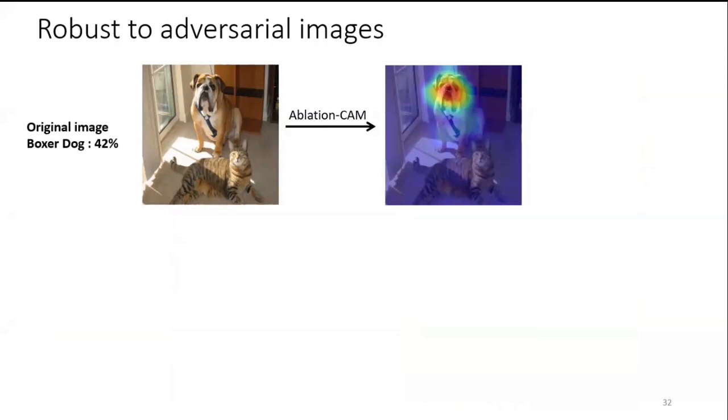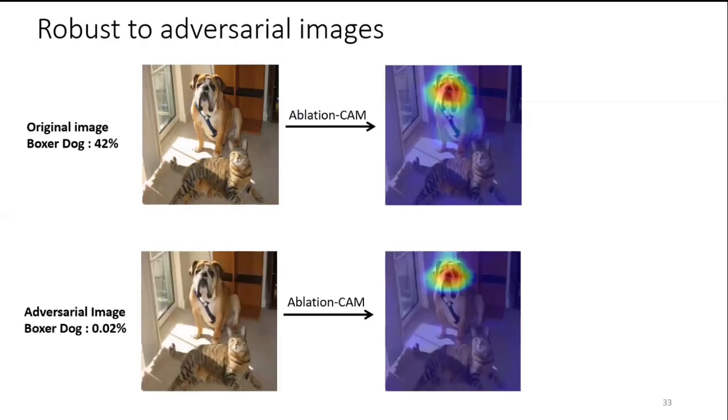So in the original image, we have a boxer dog category predicted with 42% confidence by the network. This probability reduces to 0.02% for the adversary image, but the visualization with respect to this class node remains almost the same. And you might be wondering why this is useful. There has been growing interest in how these visual explanations can be used to defend against adversary attacks. Right now there is a colleague who is working on this, and they're trying to create decision trees out of the visual explanations and see if they can be used to defend against adversary attacks.